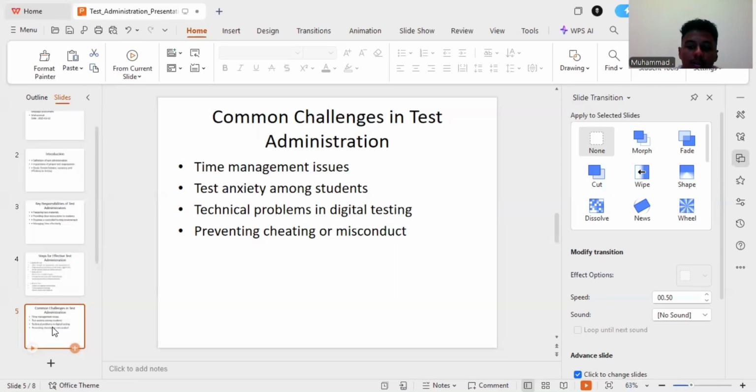Fourth, evaluation and feedback. Use standardized grading criteria. Rubrics and automated scoring tools can enhance objectivity. Provide constructive feedback. Offer students insight on strengths and areas for improvement. Analyze the results for improvement. Regularly review test effectiveness and make necessary adjustments.